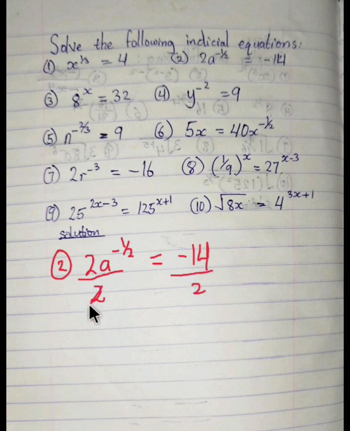So now on the left hand side, we have a raised to power 1 over 2, and on the right hand side we are going to be left with minus 7, after we've divided negative 14 by 2. Now the next thing is to remove this fraction, the power of a. Again, 1 over 2. So its multiplicative inverse, the number that we are going to multiply this by that's going to give us 1, is going to be minus 2.